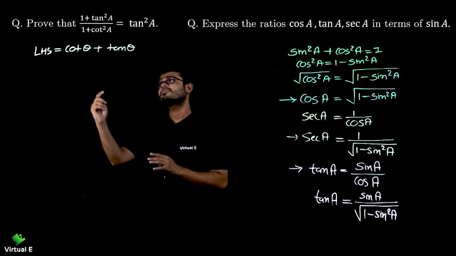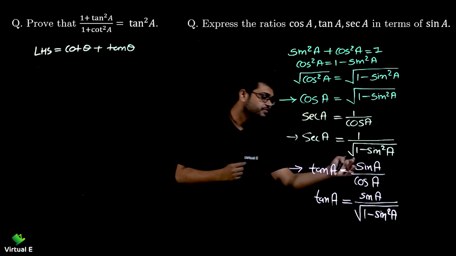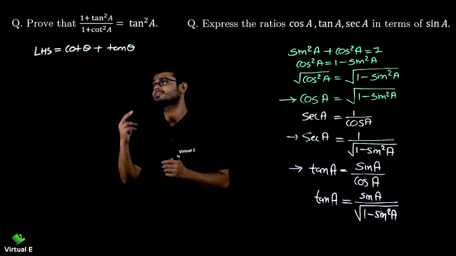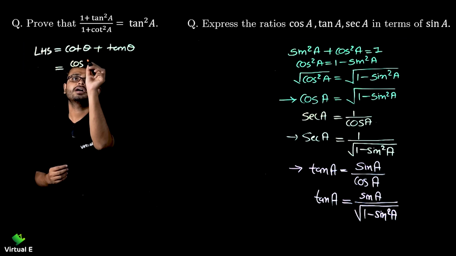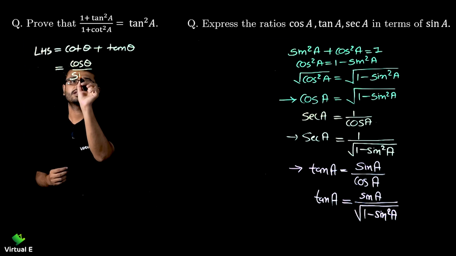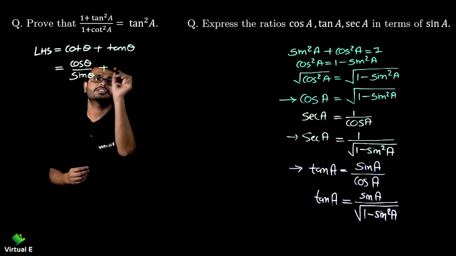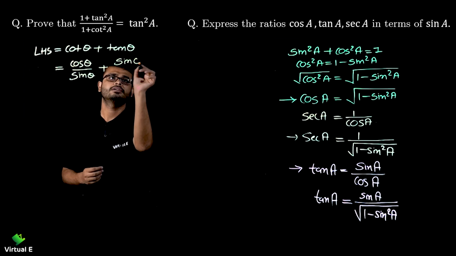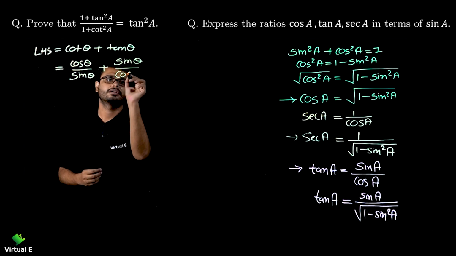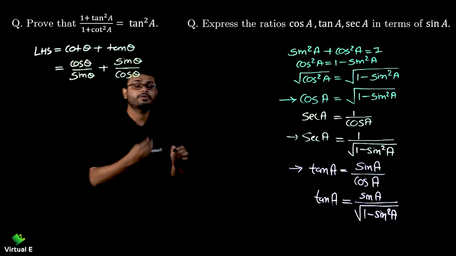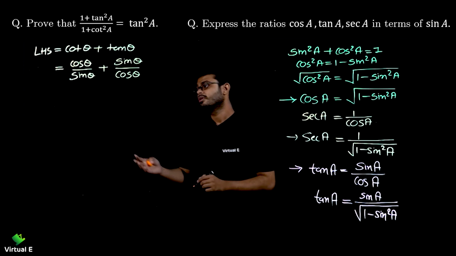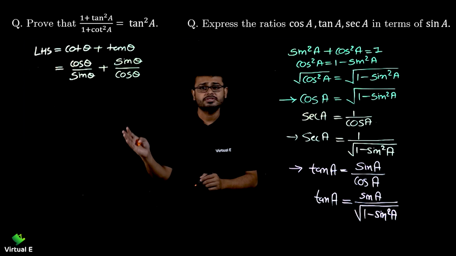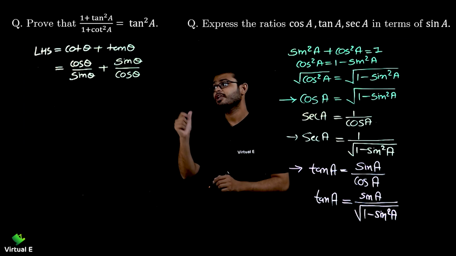So what I'm going to do, first I'm going to convert in terms of sine and cos, right? So cot theta is equal to cos theta over sine theta, and tan theta is sine theta over cos theta. So you must be thinking now it is in the form of fractions, right? How can we add it? Well, when we deal with fractions, we always take the LCM of the denominators.